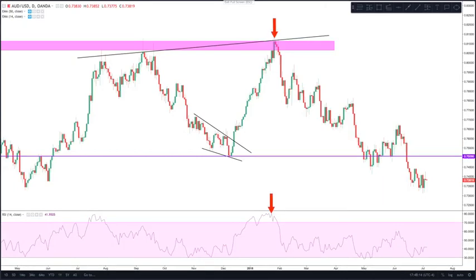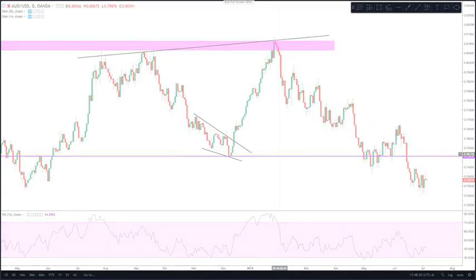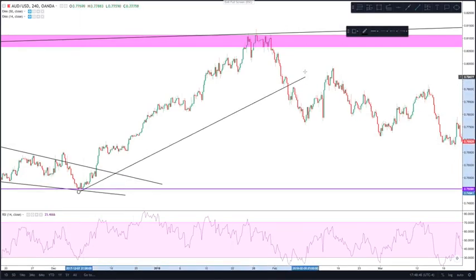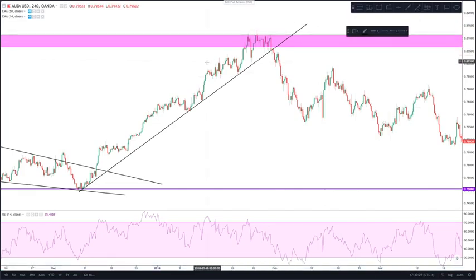So here in the daily, you also have price entering into overbought territory on the RSI indicator. And again, still no entry. We need some kind of price action to confirm our bias. So let's jump down to the 4 hour. Here in the 4 hour, we also had divergence. But still no entry.